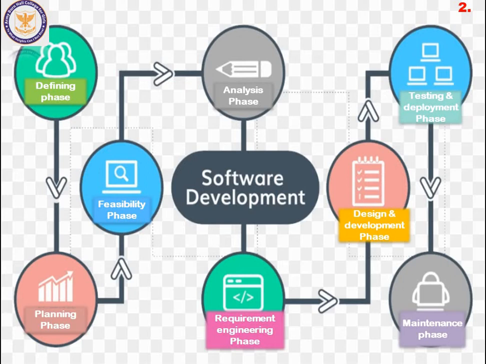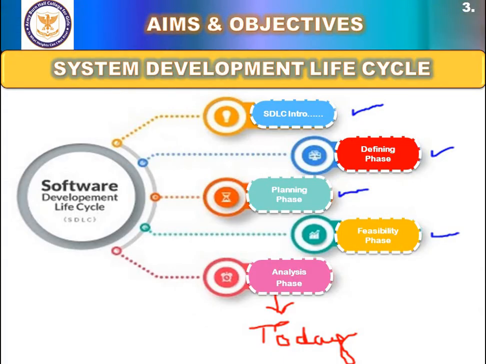Now moving on towards our today's main objective. As we are already done with the defining, planning, and feasibility phases, our main objective today is to cover the phase called the analysis phase. When the feasibility phase is completely done by the system analyst, the next phase which would take place is the analysis phase. So today we are going to study the concepts of the analysis phase.